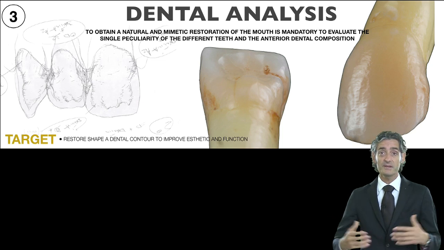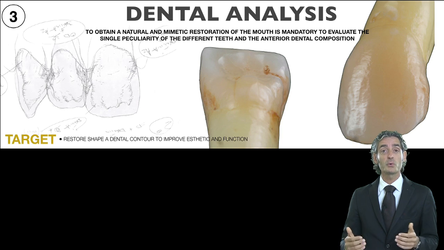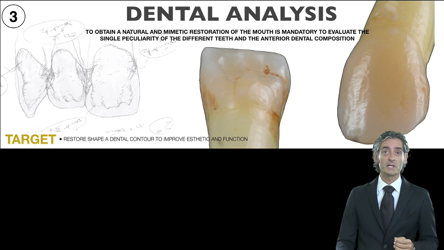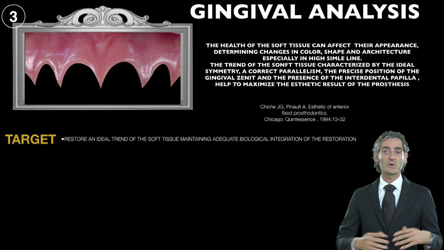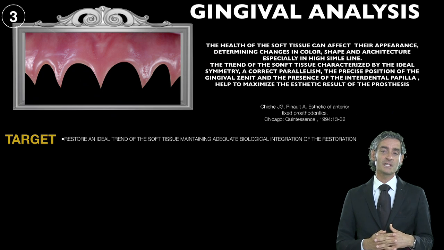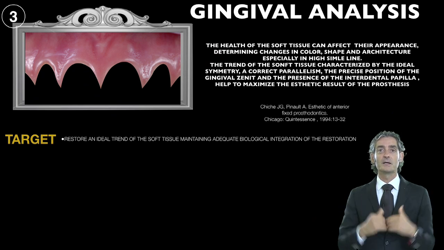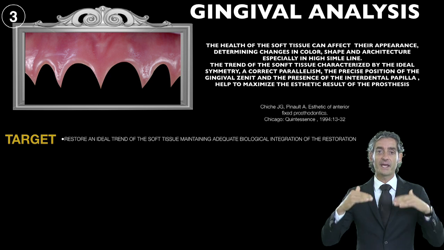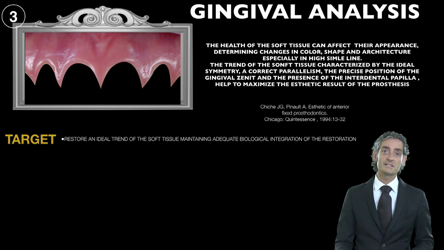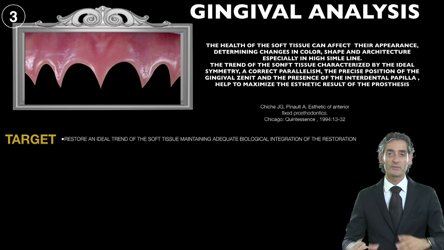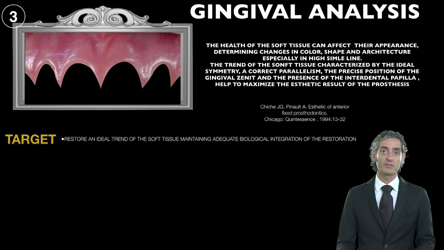So what we want to have is not crowns, but teeth. For us, it's really important. And then for the gingival analysis, in the same way, what we want to have is a parallelism between this line of the gingiva and the horizon. For us, it's really important in order to have a truly comprehensive aesthetic of the mouth.